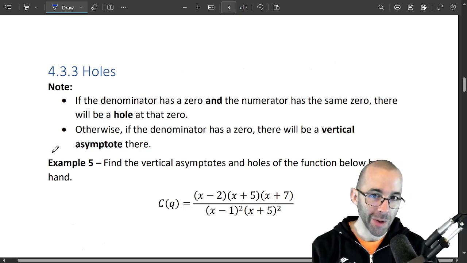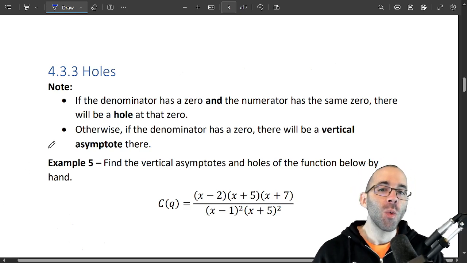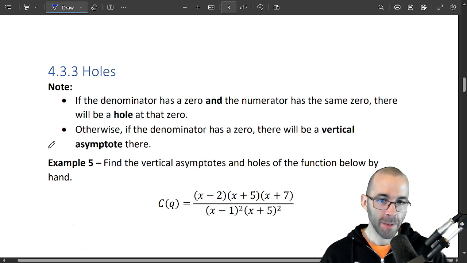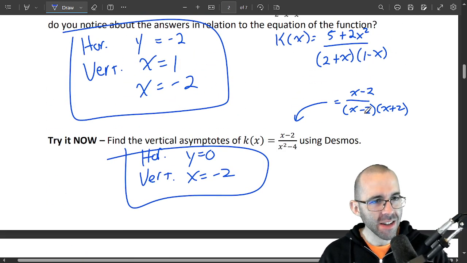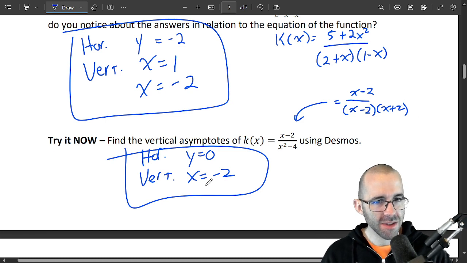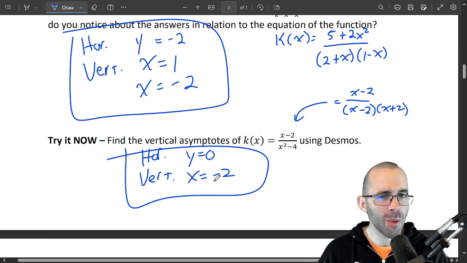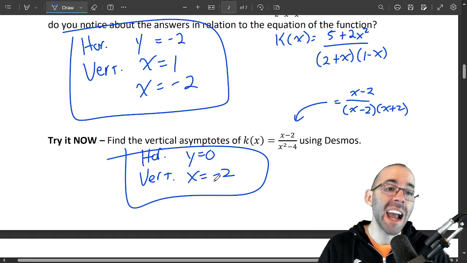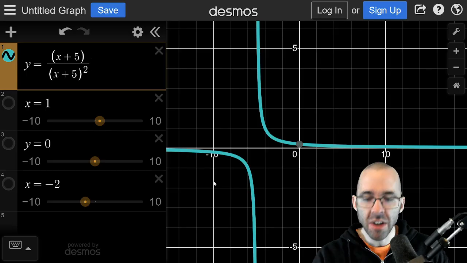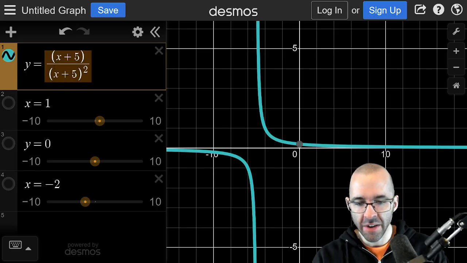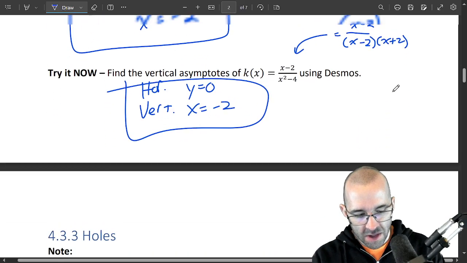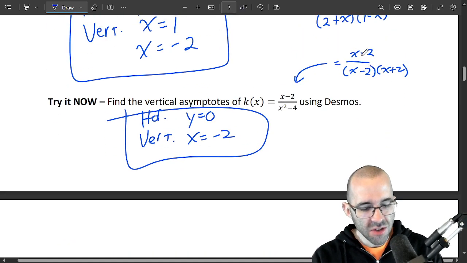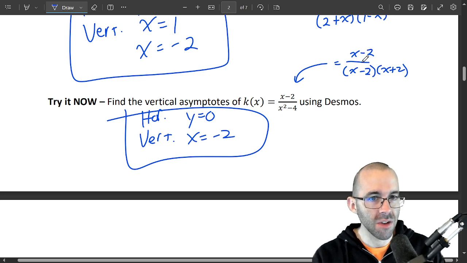All right, I kind of spoiled it a little bit here, but we're going to talk about holes. So, what's different about the x minus 2 than the x plus 2? Why is there only a vertical asymptote at one of them? Because the other one has a hole. If we look at the graph of that function, you'll find that the function's undefined when x is equal to 2.